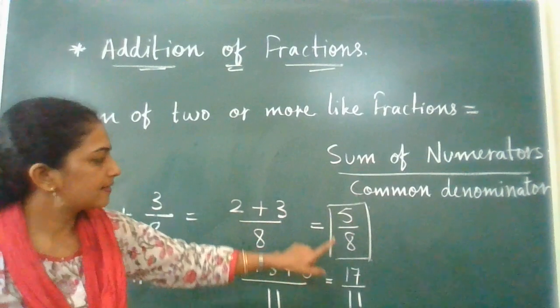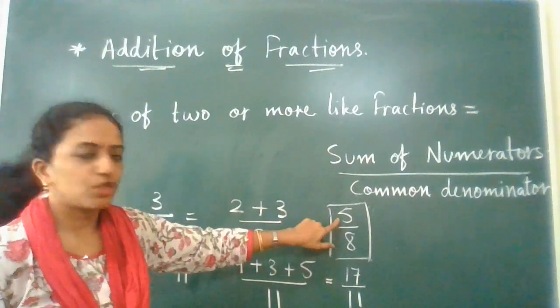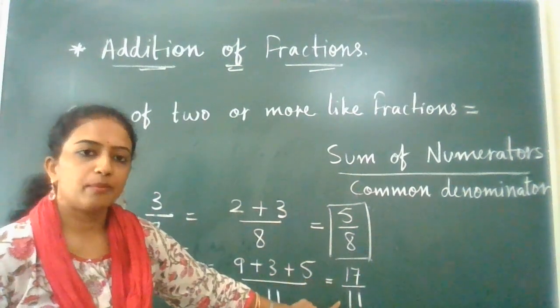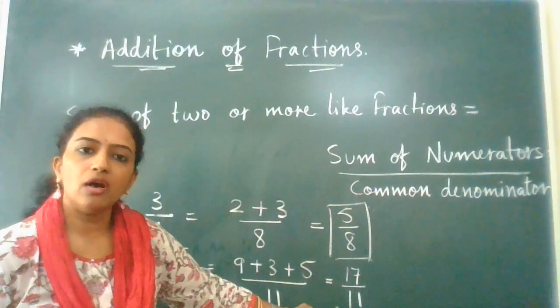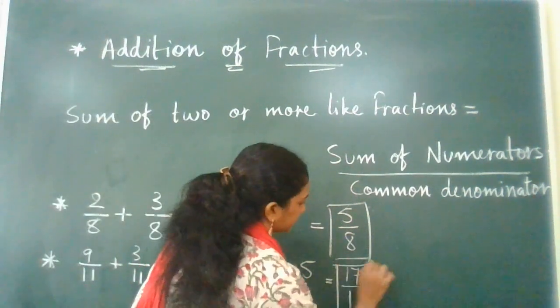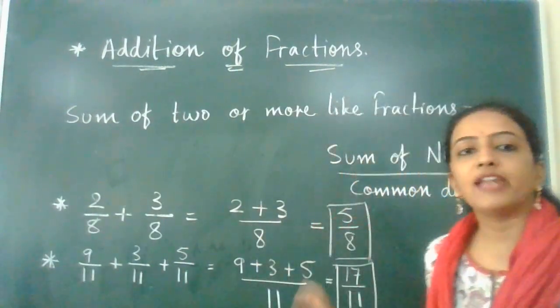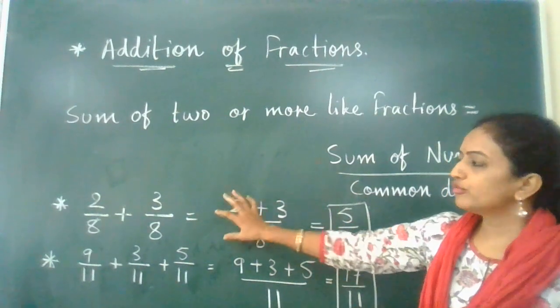Now you can see a proper fraction is one whose numerator is smaller than the denominator. This one is an improper fraction because its numerator is bigger than the denominator. So this way you can do addition of like fractions with two or more fractions.